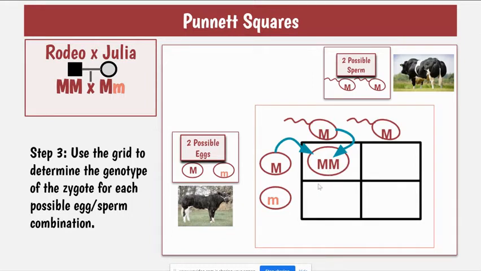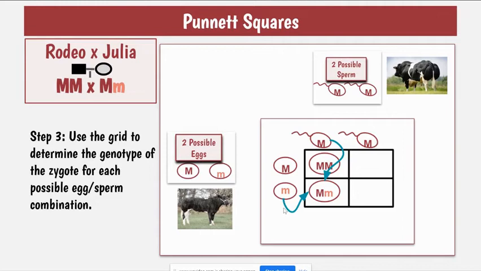Now, what do you think it would be for this one down here? Take a second and think about it. If I bring that capital M down here from Rodeo and the lowercase m off to the side from Julia, and the capital M's like to go first, and you'll learn why that is next week when we talk about dominant and recessive, this potential offspring could look more like Julia, like the mom, because it has that capital M and a lowercase m, so it's going to be that in between.